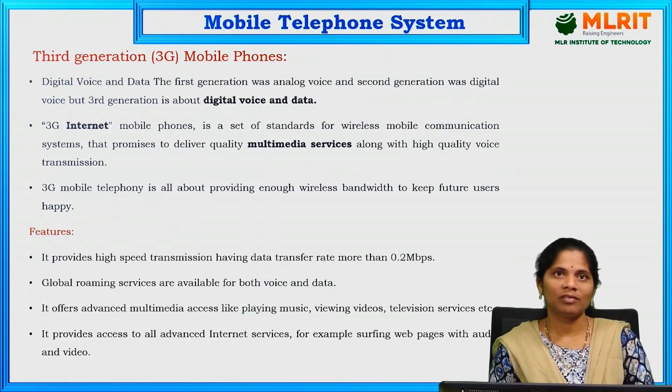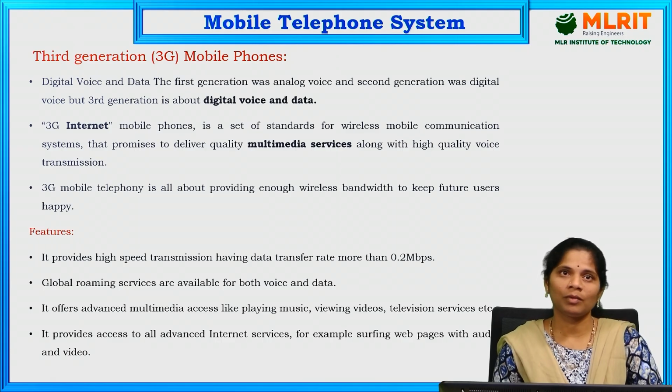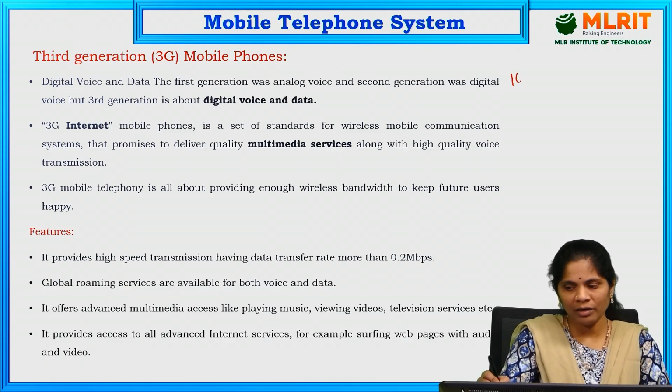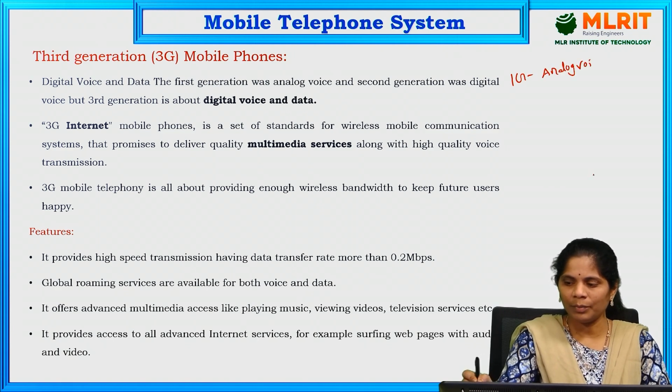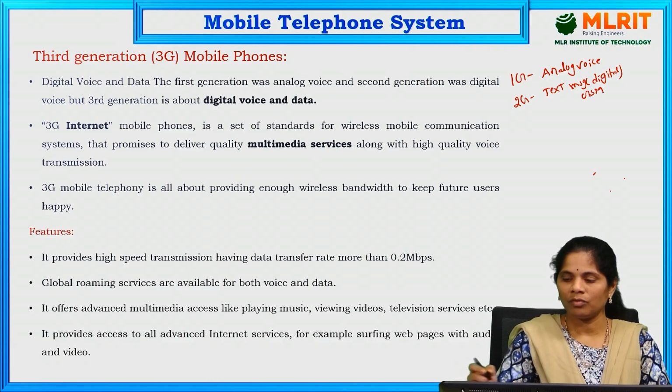And coming to the next generation, that is the third generation mobile phones. How did it change from 2G to 3G? See, previously in 1G, it had analog voice. And coming to 2G, it had text messaging using GSM. Text messaging is digital, at the same time a GSM mobile signal. So that is about 2G.